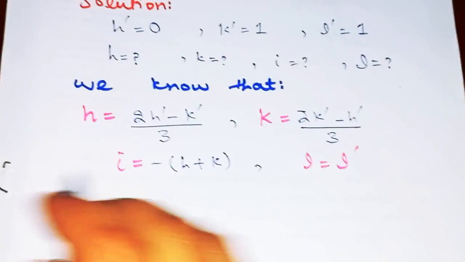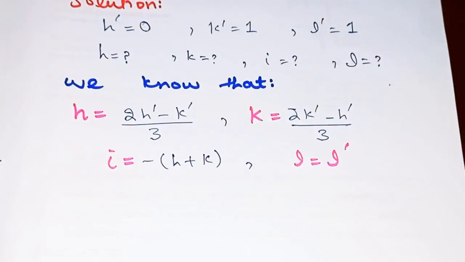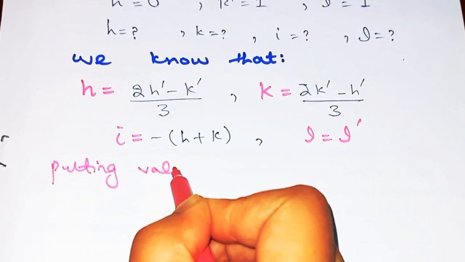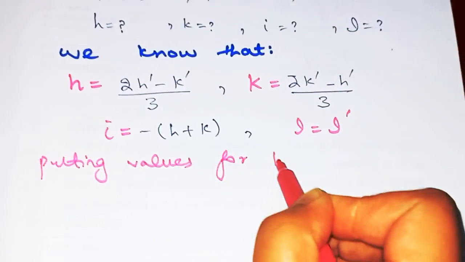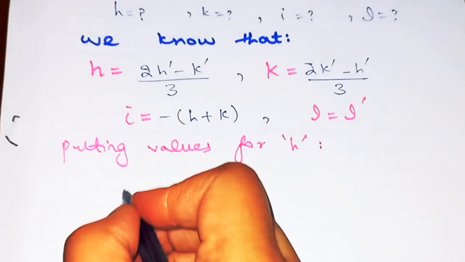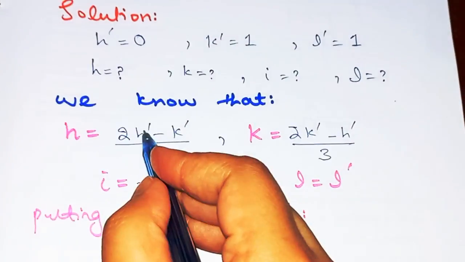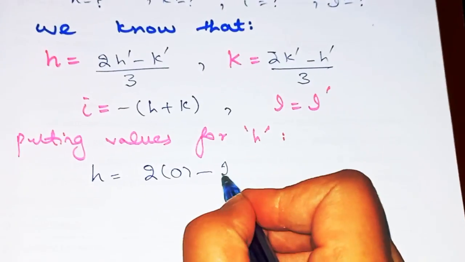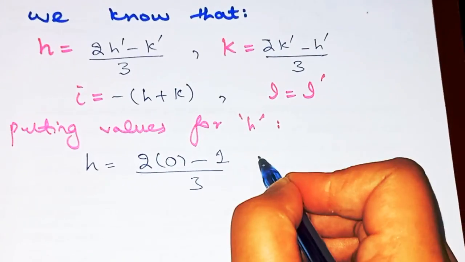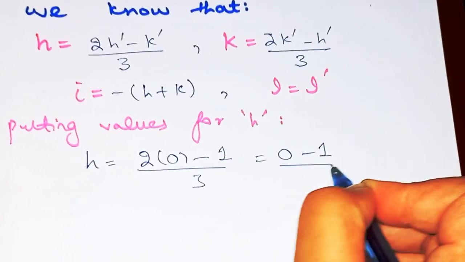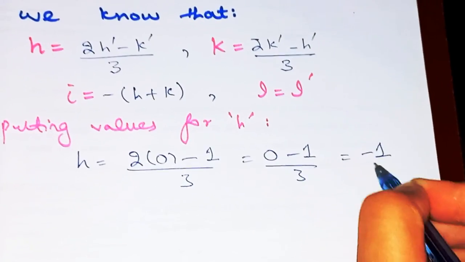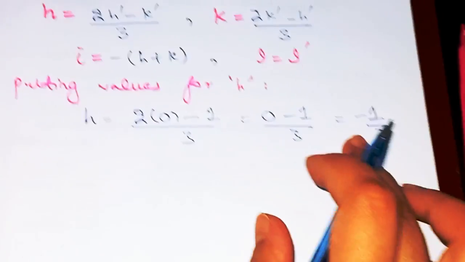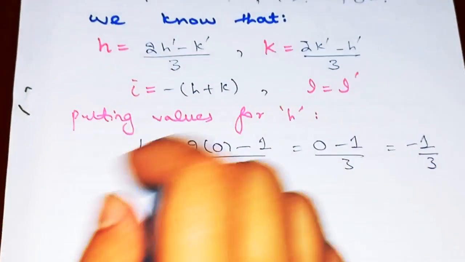Alright, so let's put values for H now. H equals 2 H prime, which is 0, minus K prime, which is 1, divided by 3. 2 zeros are 0, minus 1 divided by 3, and it's minus 1 divided by 3 at the end. A fraction is involved. We'll see how to deal with it at the end.